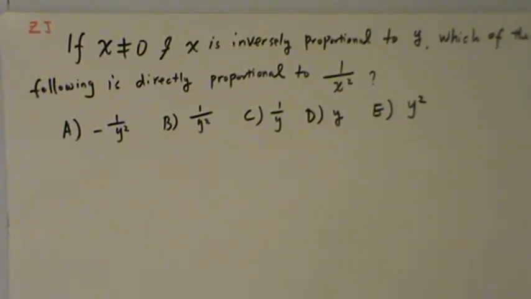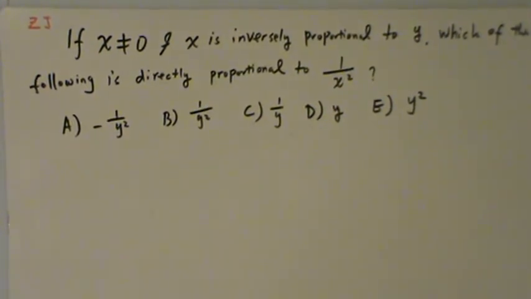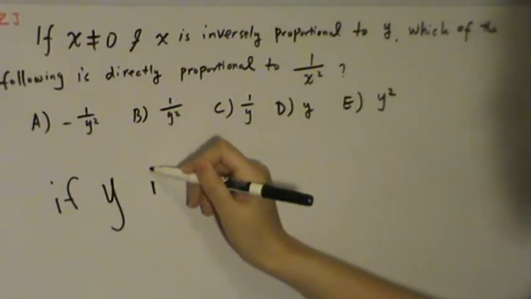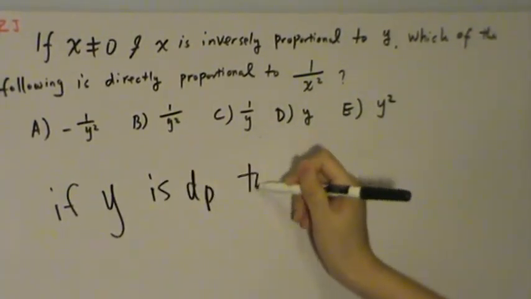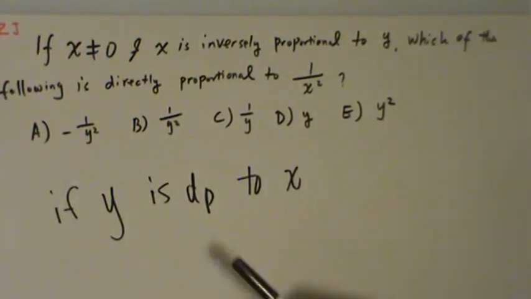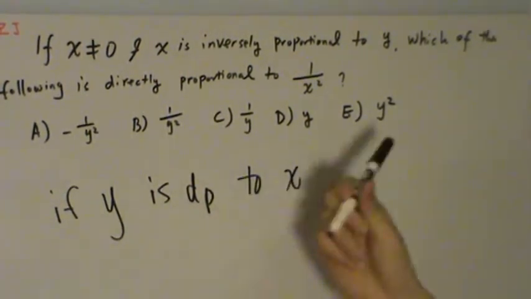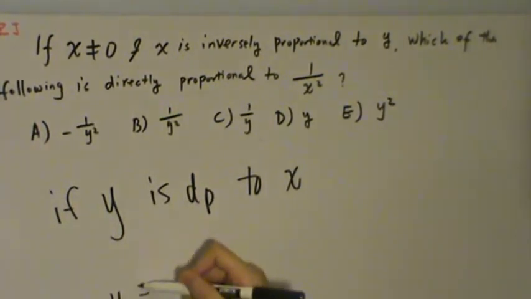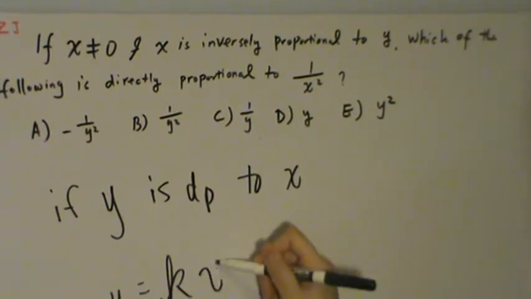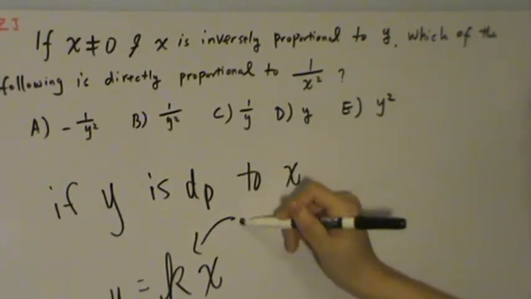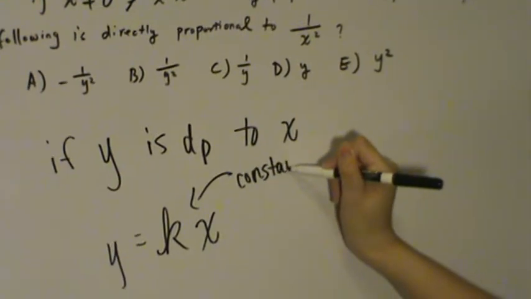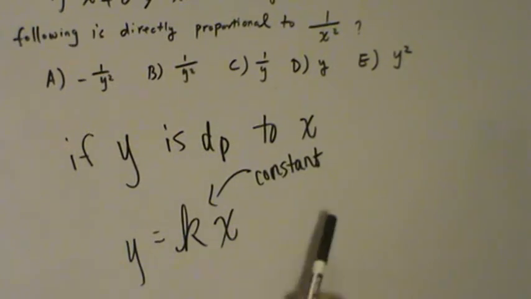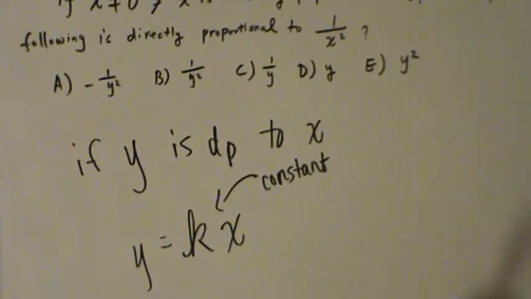So let's start with directly proportional. Let's say y is directly proportional to x, what does this mean? Basically, it means that as x gets bigger, so does y. And we can represent this by saying y is equal to k times x, where k is just a constant. It's something arbitrary, but it's usually represented like this.